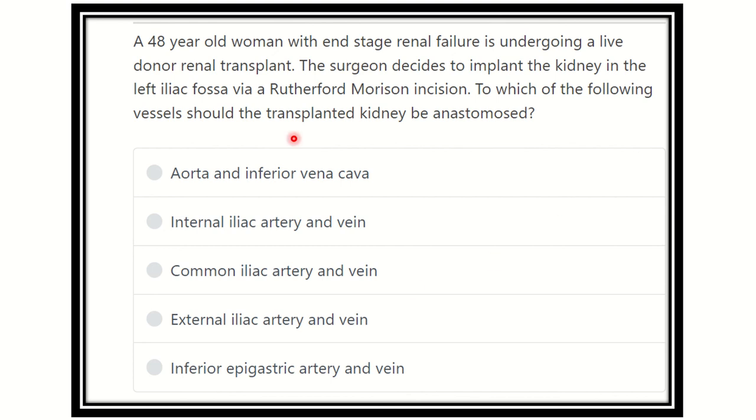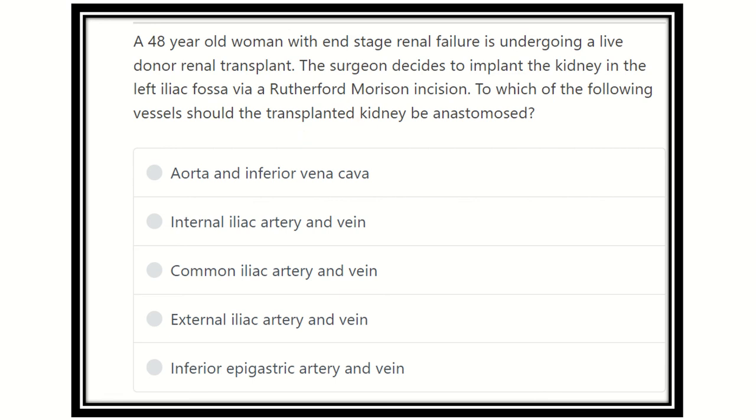Here is the question: a 48 year old woman with end-stage renal failure is undergoing a live donor renal transplant. The surgeon decided to implant the kidney in the left iliac fossa via a Rutherford Morrison incision. To which of the following vessels should the transplanted kidney be anastomosed?